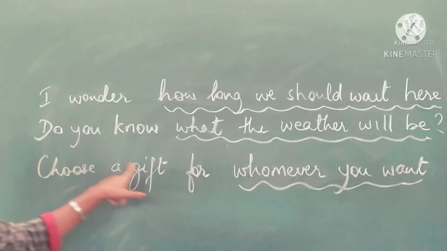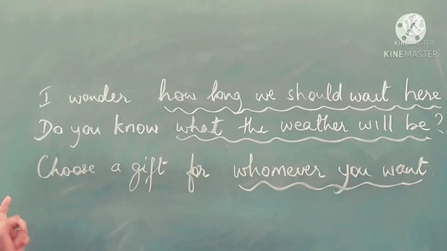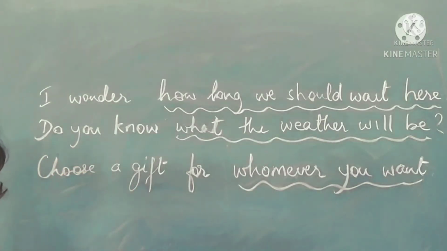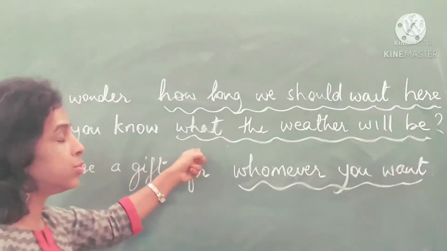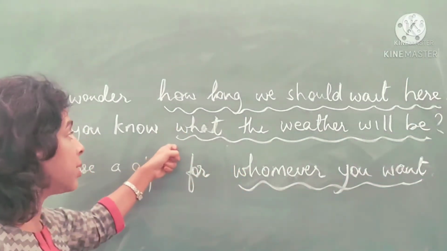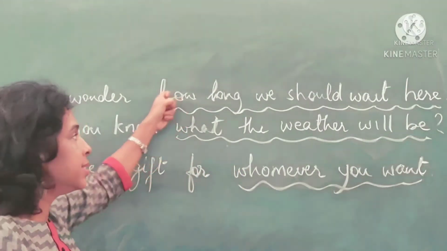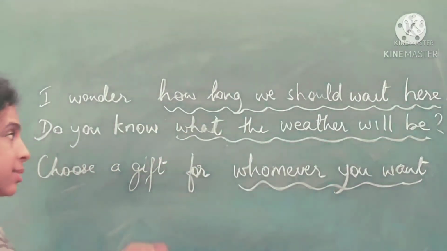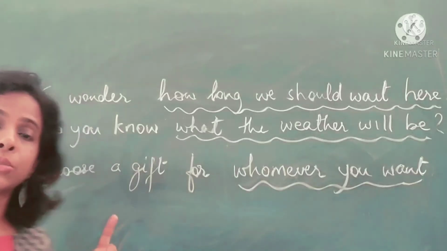The second one is, do you know what the weather will be? So do you know what the weather will be is answering, again, what. Do you know what? So your WH words here, how, these are words that will tell you exactly what kind of clause it is. But it has to answer the question what.